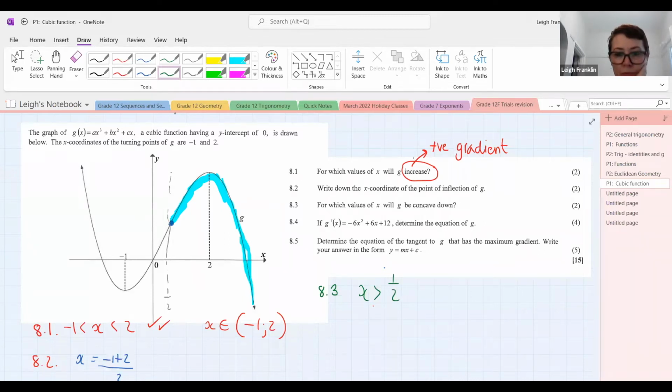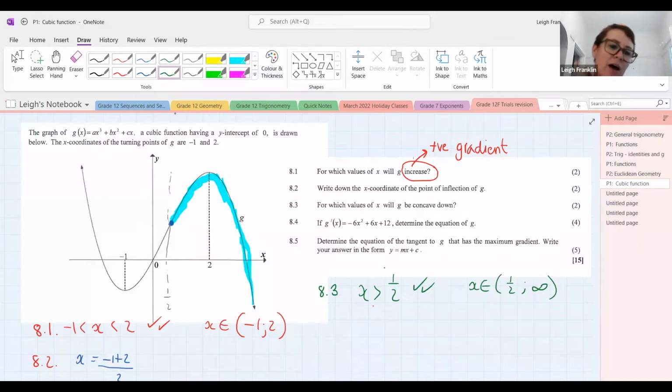Again, it's 2 marks for the answer only. There's no other way for us to write that, of course, unless we want to use interval notation, and then we could say from a half to positive infinity with round brackets. But the first method is so much easier.